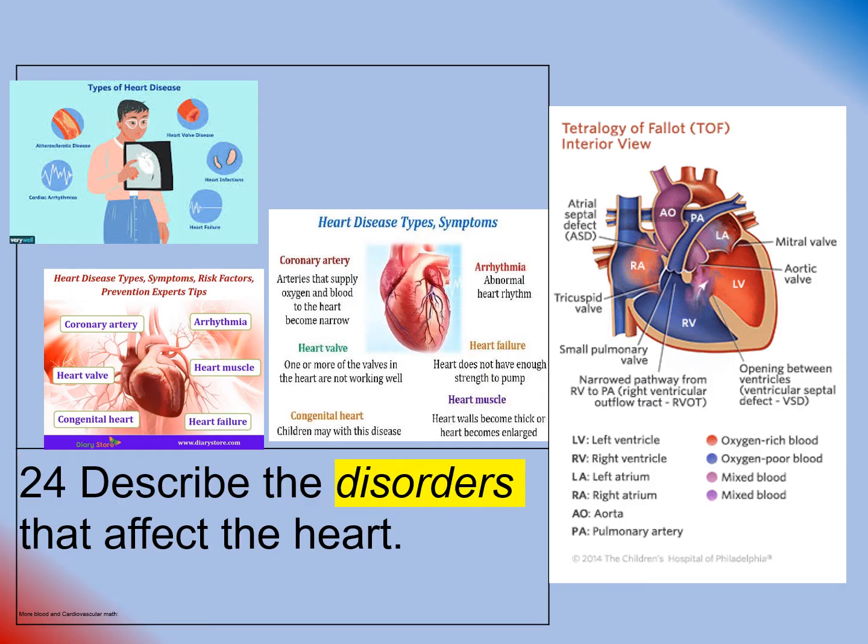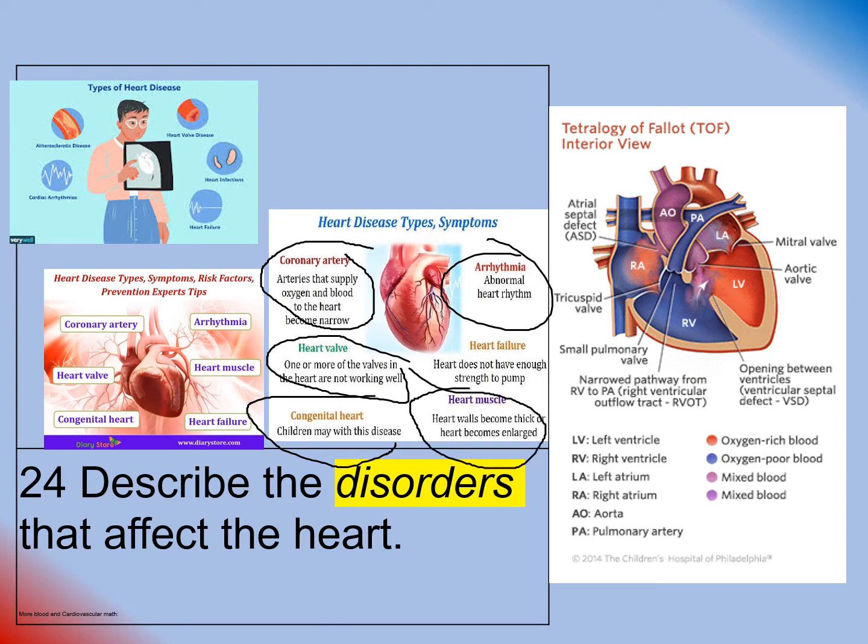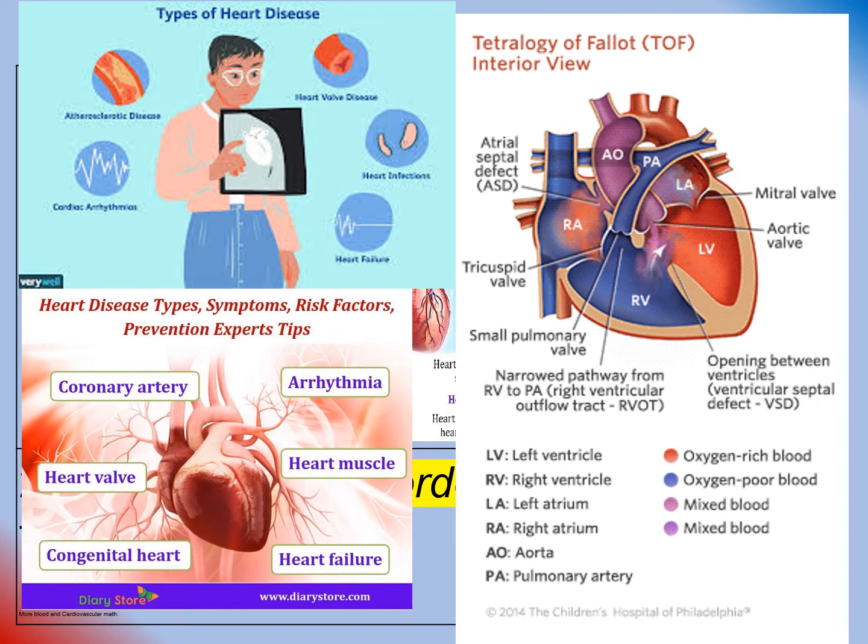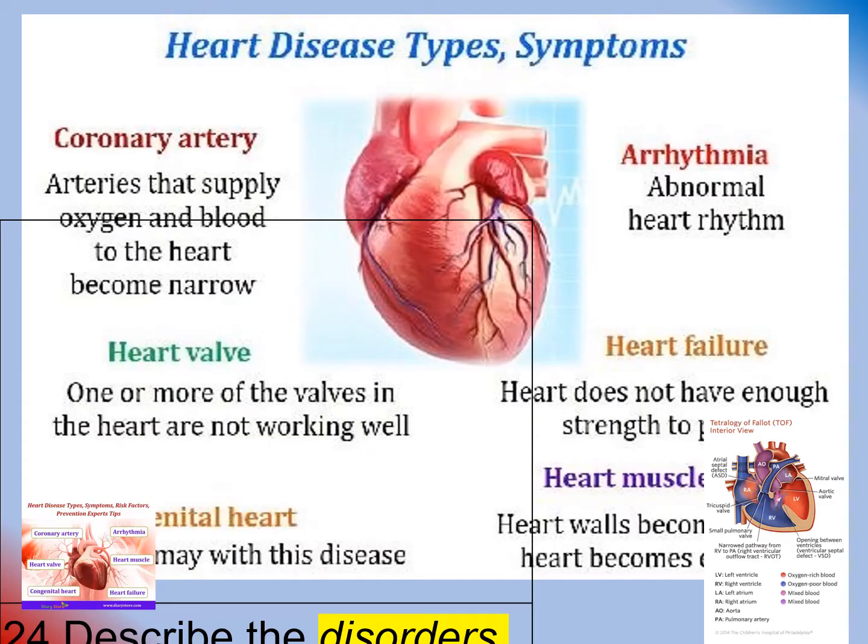Describe disorders that affect the heart. Well, here are the headlines: coronary artery disease, arrhythmia, heart valve problems, congenital heart disease, problems with the heart muscle, and heart failure. Arrhythmias are electrical rhythm disturbances. Coronary arteries can become diseased or clogged.